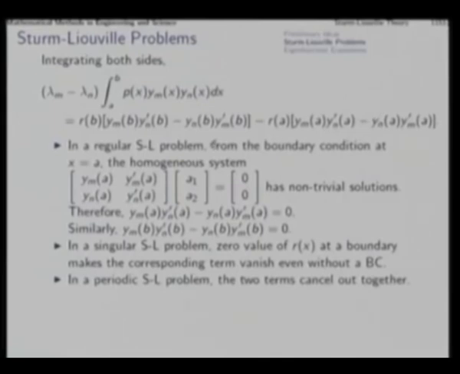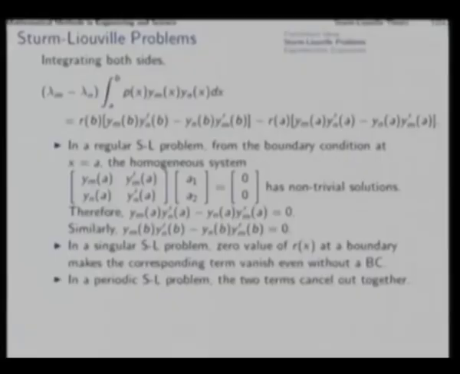In a periodic Sturm-Liouville problem, Ra and Rb are not 0, but they are equal to each other. Ra is equal to Rb, and in that case Ya and Yb the same, y prime a and y prime b the same, will constitute the periodic boundary condition. This means that Ra and Rb are the same, and this bracketed expression and this bracketed expression will turn out to be the same. And in that case also, though individually the terms are not 0, their difference will vanish.